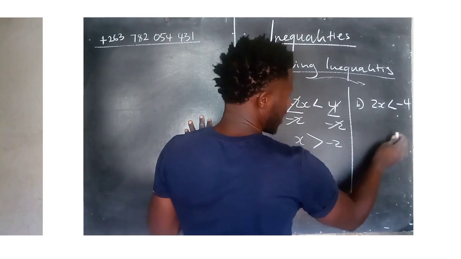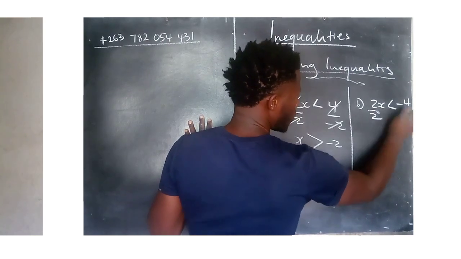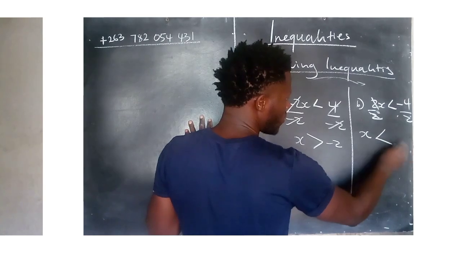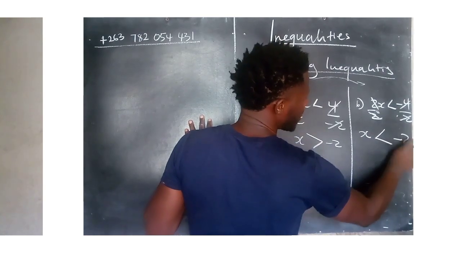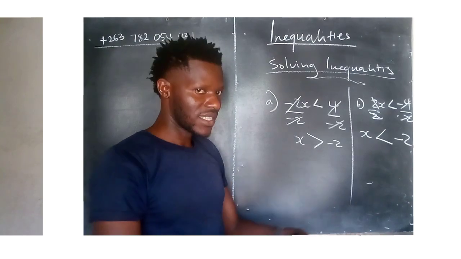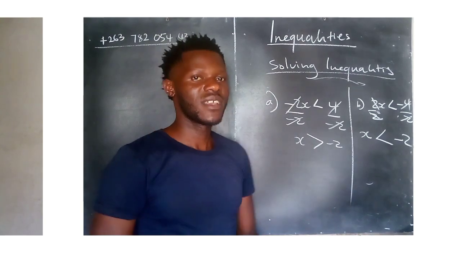But not this case. In this case we are dividing by 2 on both sides. As long as you are dividing by a positive denominator, there is no need to reverse the symbol, even though the answer is negative. We reverse the symbol when you divide by a negative denominator.